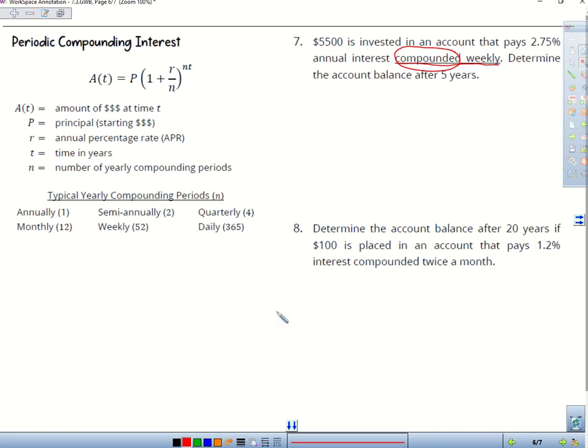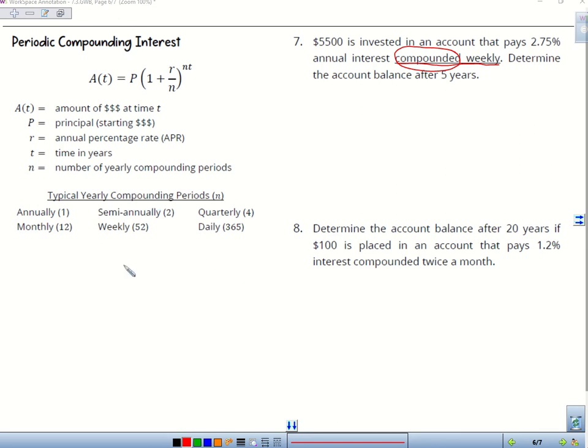Okay. So let's talk about what each of these letters represent in the formula. A represents the final amount of money, big A. P represents principal. Principal is known as how much you start with, the initial amount. R represents annual percentage rate, APR, or the rate itself. So it's always going to be a percentage or a decimal. T is time in years, and N is the number of compounding periods.